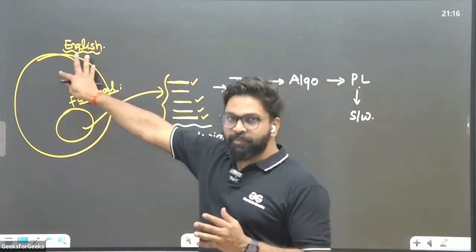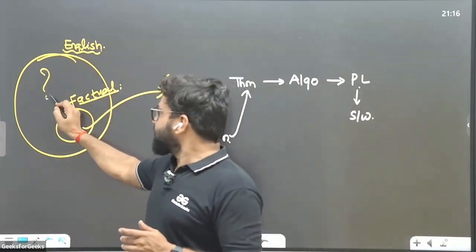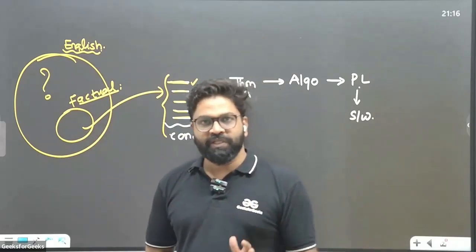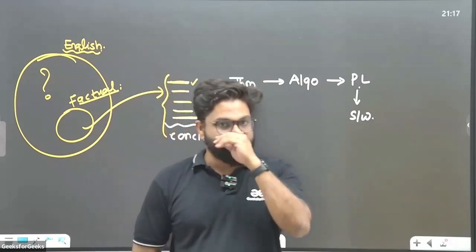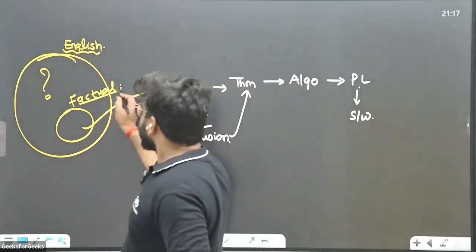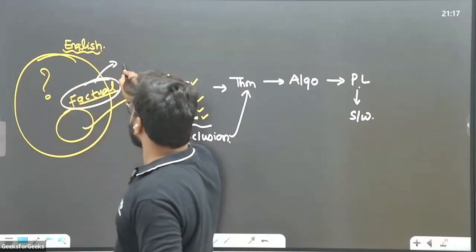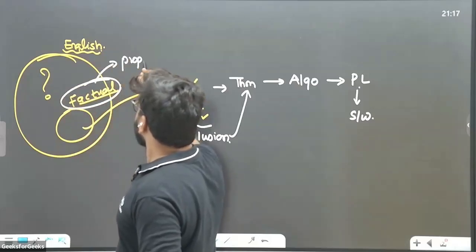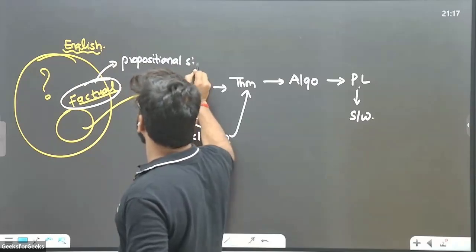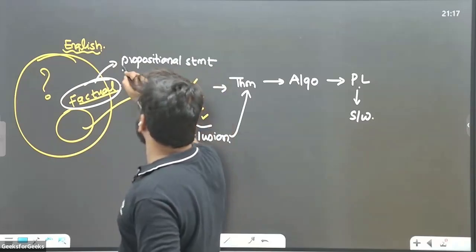There are so many different types of English statements. For example, let's consider a questioning statement. If I tell you, how are you, we are not using this type of statement, we are only using factual statements. In mathematics, these factual statements are called propositional statements.